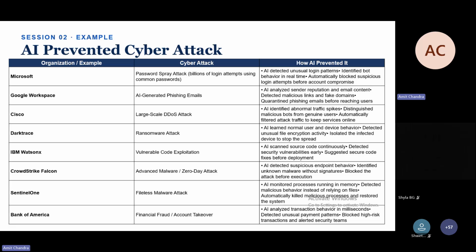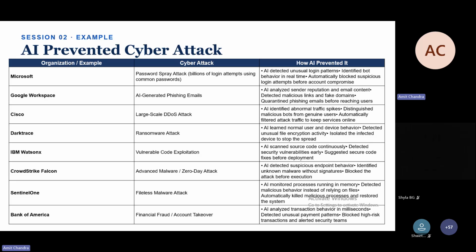Okay. So that's how Microsoft Outlook works, and this is how Google Workspace has been protected with the help of AI against cyber attacks. In the Cisco large-scale DDoS attack, AI identified it because attackers scattered a lot of users in order to block someone from logging into Cisco. So AI identified the abnormal traffic spikes. It distinguishes which is malicious and which is a genuine user, and automatically filters the attack traffic to keep the service online.